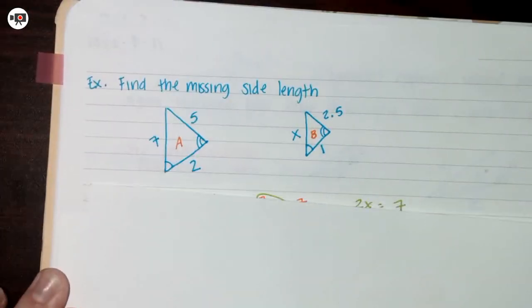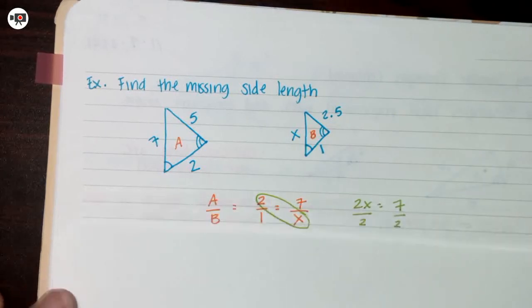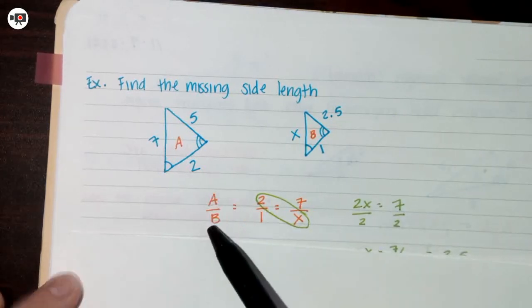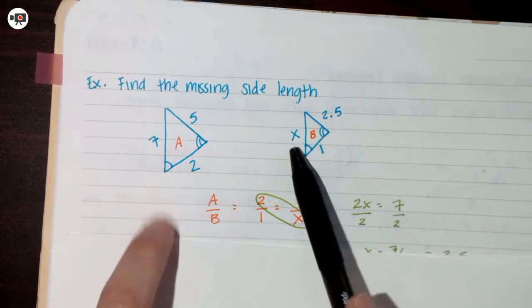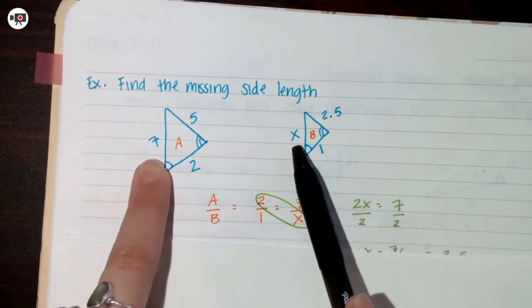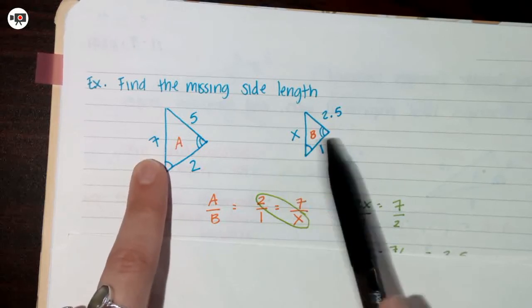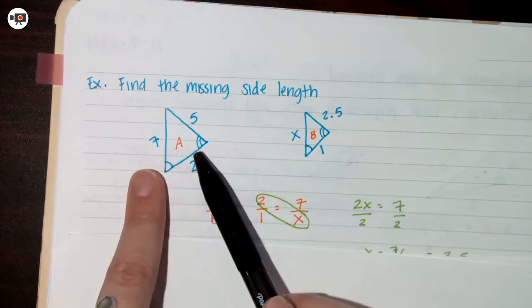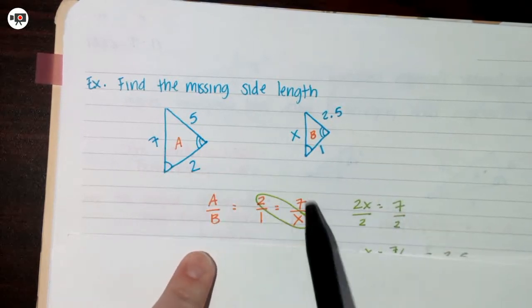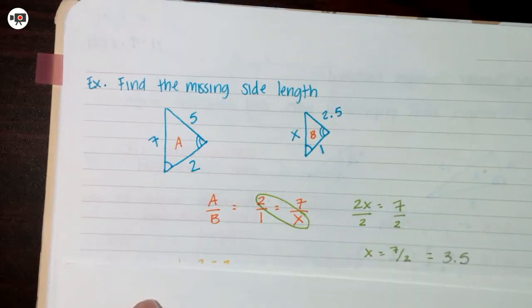With these triangles, we're going to find this missing side length of x. So if I put A over B, I can have 2 over 1, and then I need the side that corresponds with x, and that's going to be 7, because they are both the longest side here. And it's opposite of my 2 ringed angles. So I have 2 over 1 equals 7 over x, cross multiply and solve for x, and x is 3.5.